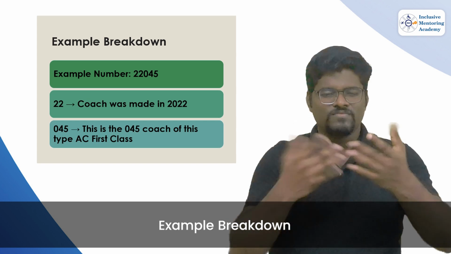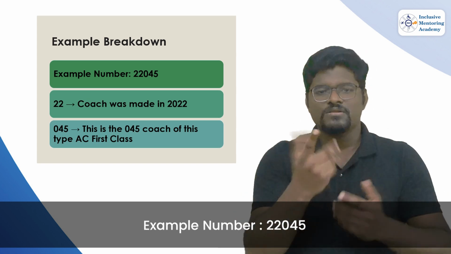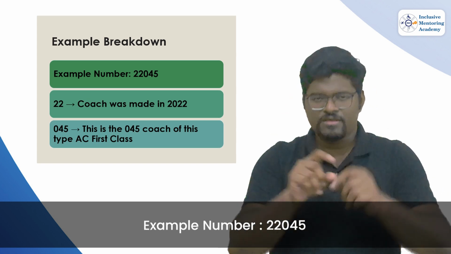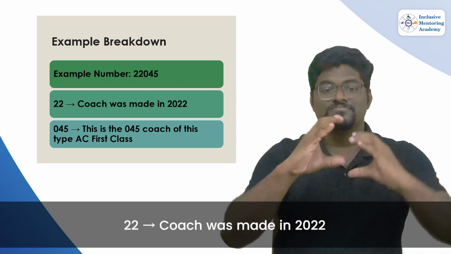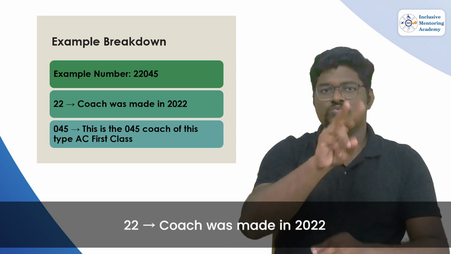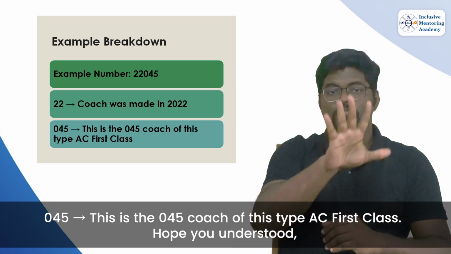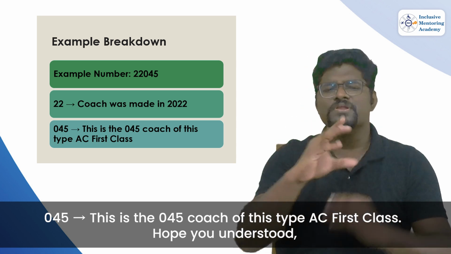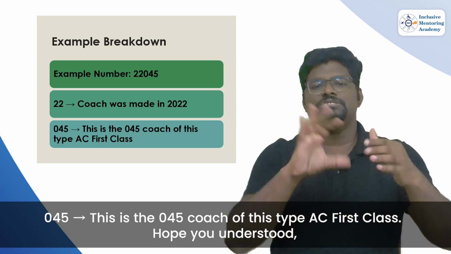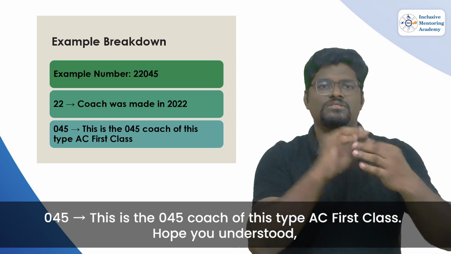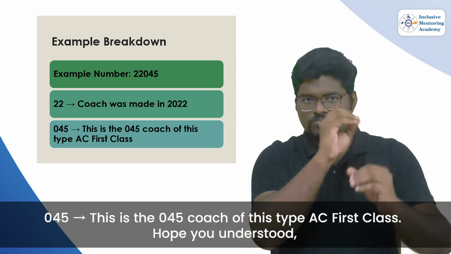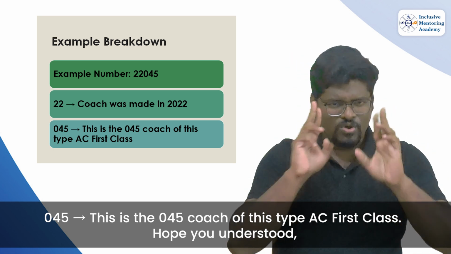Example, breakdown. Example number 22045. 22 indicates that the coach was made in 2022. 045 indicates that this is the 045 coach of this type, AC first class. Hope you understood.